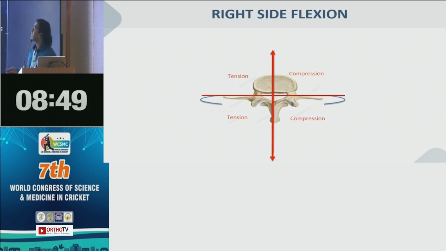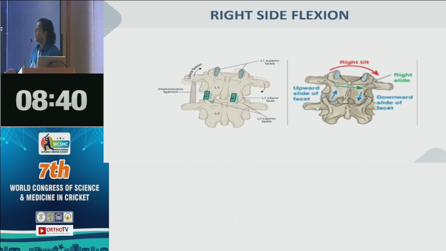What's happening on the right side flexion? Exactly the opposite. There is compression on the right side, but there is tension, meaning opening of the opposite segment on the left side. So let's look into what is happening on this side. There is a right tilt. The inferior articular process is going towards a right slide. There is more and more approximation towards the concavity, and then there is an opening on the left side. So now we have a basic way to show what is happening in flexion, extension, side flexion.